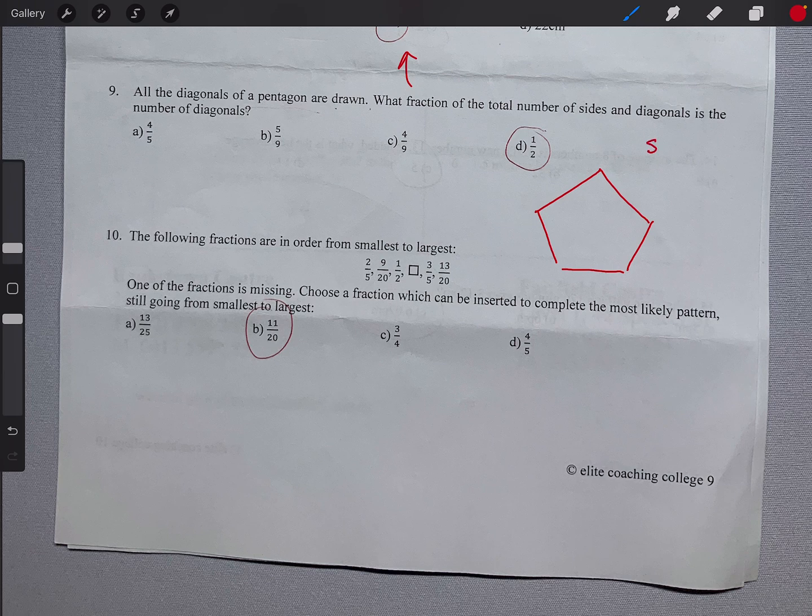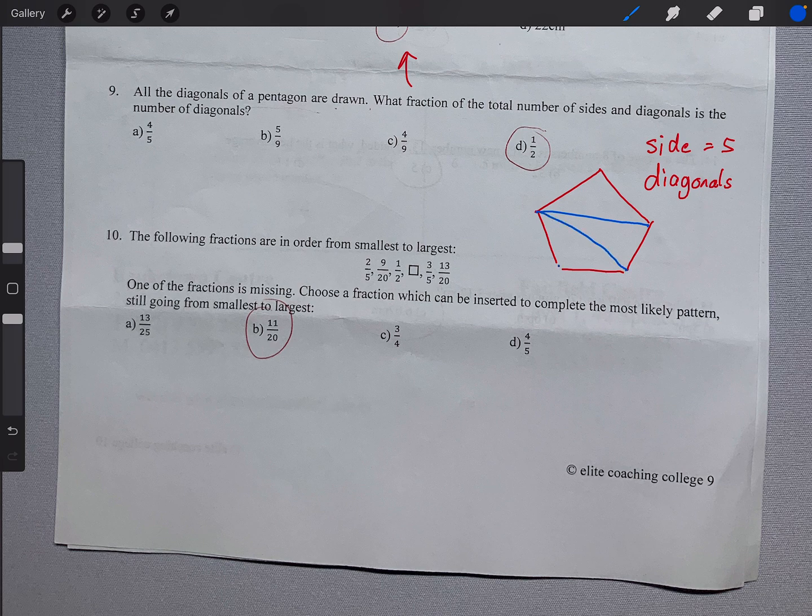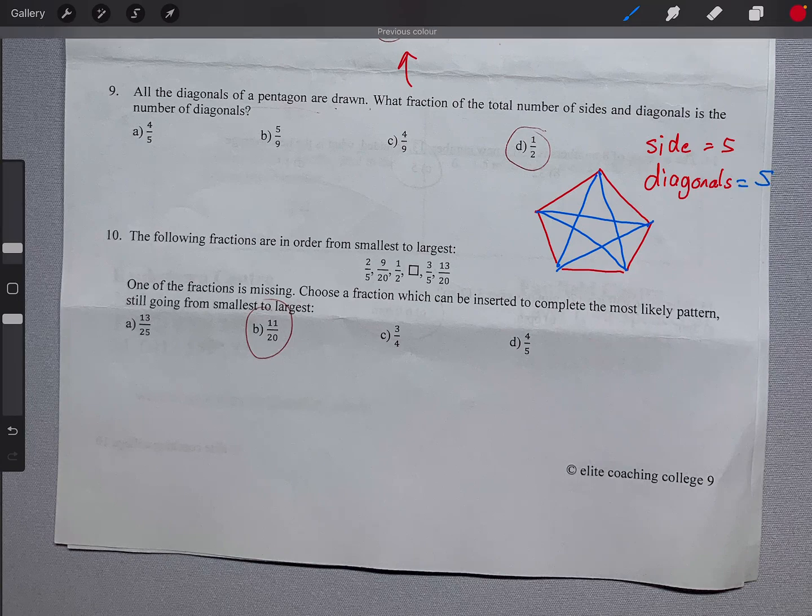The pentagon has how many sides? Easy, 5 sides. What fraction of the total number of sides and diagonals? So let's count the diagonals first. How many diagonals does it have? I'm going to draw the diagonals. Here's 1 diagonal. Here's 2. Here's 3. Here's 4. And here's 5. Diagonals equal 5. Alright.